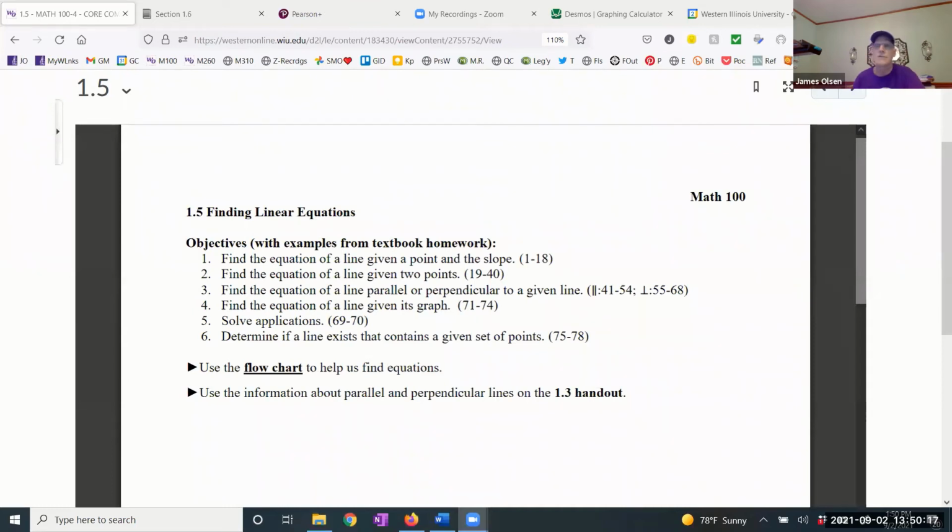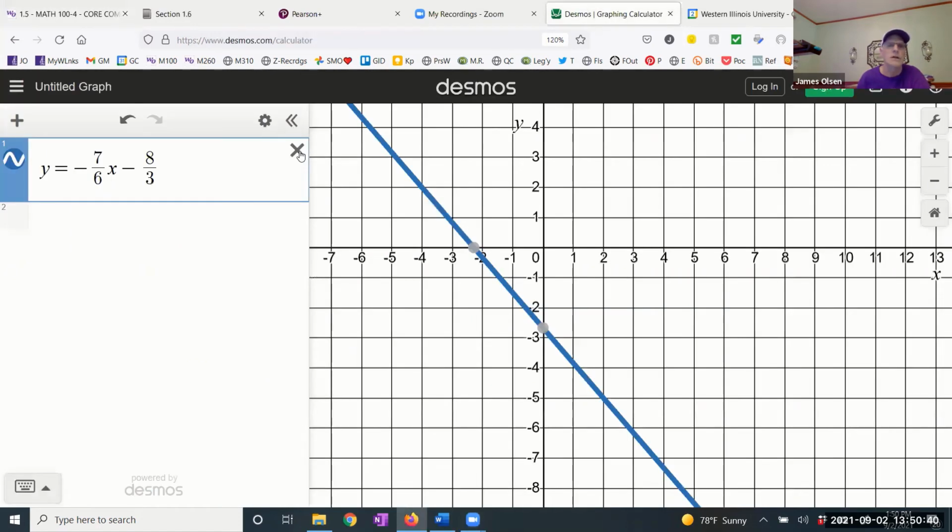This question has to do with parallel lines. And there's probably going to be some questions about perpendicular lines. Let me point this note out to you here on our handout. Information about parallel lines and perpendicular lines are back on the 1.3 handout. So let me show you on Desmos conceptually what's going on here.